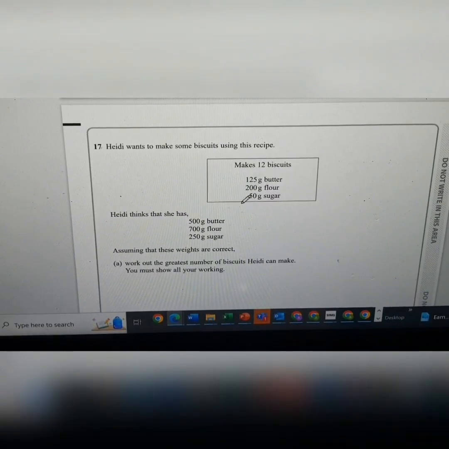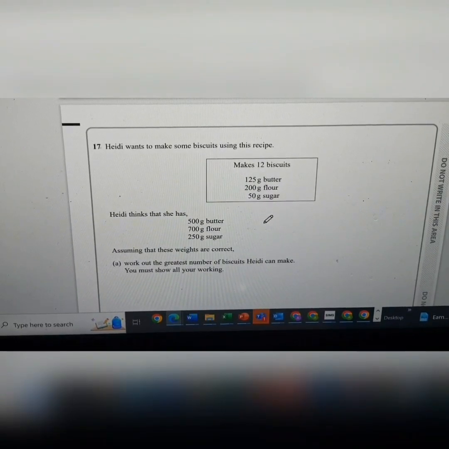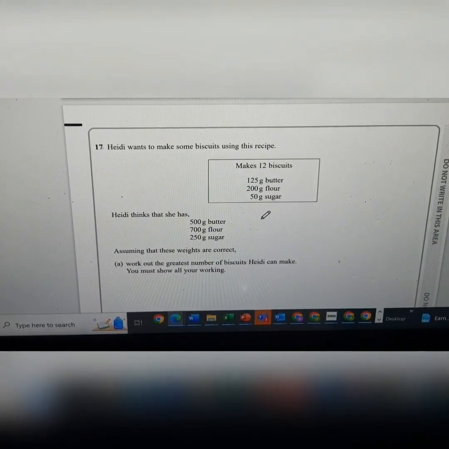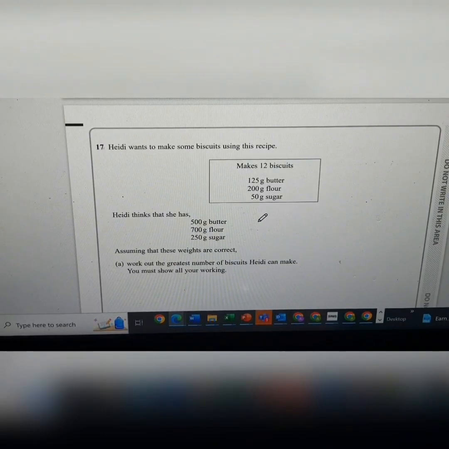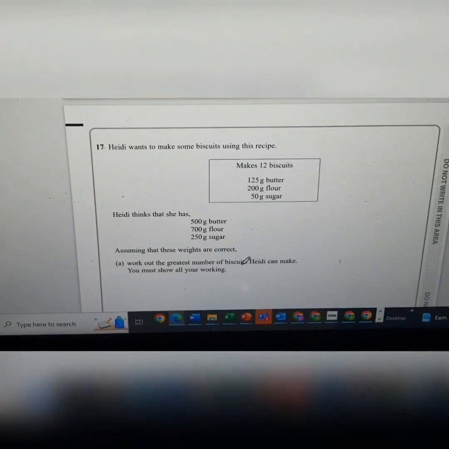Heidi wants to make some biscuits using this recipe. Makes 12 biscuits, 125 grams of butter, 200 grams of flour, 50 grams of sugar. Heidi thinks that she has 500 grams of butter, 700 grams of flour, 250 grams of sugar. Assuming that these weights are correct, work out the greatest number of biscuits Heidi can make. You must show all of your working.